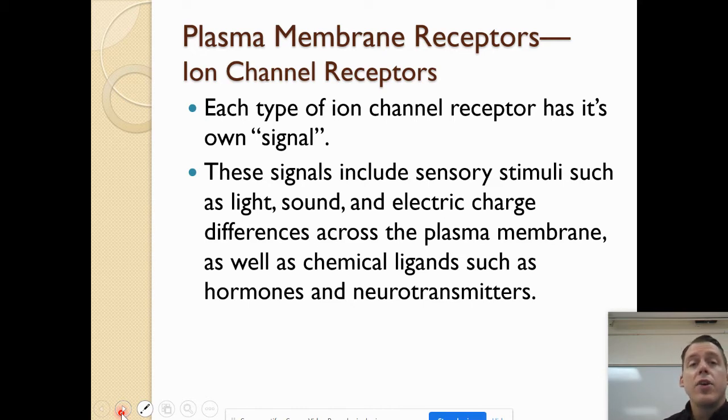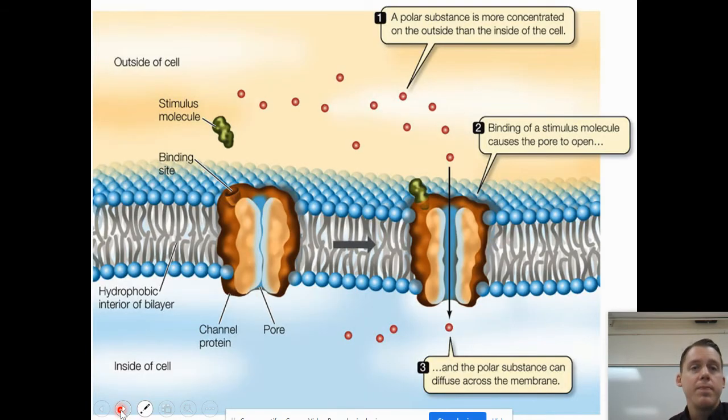The stimuli that could act as a signal could be a ligand, but it could also be light. It could be sound. It could be an electrical charge, which is what happens in our nervous cells. Or it could be a chemical ligand such as a hormone or a neurotransmitter. So there's many ways that these particular channels can open.